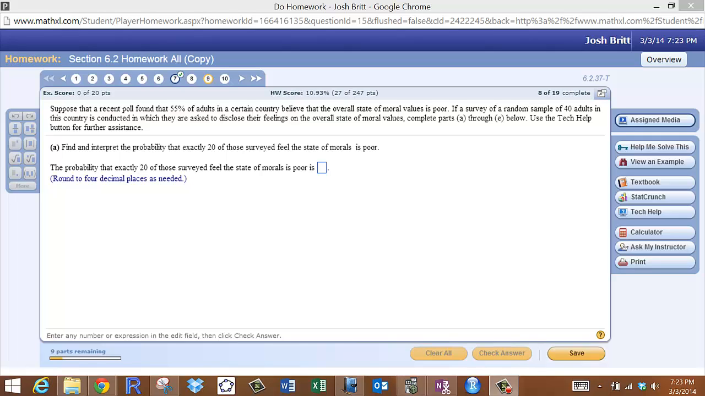Okay, so this is essentially a binomial distribution, and we have n equals 40, the number of trials, and p, the probability of getting someone that claims the overall state of moral values is poor, is 55%. So we can treat that as the probability of success, because the binomial distribution does not care what we call a success. So let's figure out the probability of exactly 20.